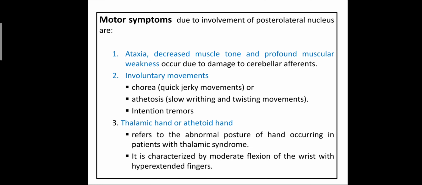Thalamic hand or athetoid hand. That refers to the abnormal posture of the hand occurring in the patient with the thalamic syndrome. It is characterized by moderate flexion of the wrist with hyperextended fingers.